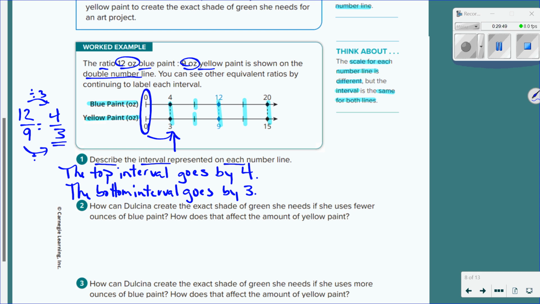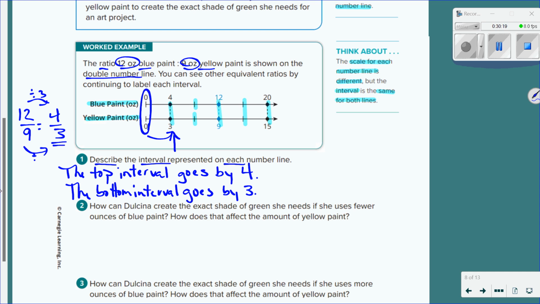Is it okay that this is 4 and that's 3? Yes, that's the whole idea of a rate, guys. My rate is normally not going to be 1-to-1, so they're going to be different. What's not going to change is every time I come to an interval, my numbers are going to be different on the top and the bottom, but they are going to be proportionate. So they will all be equivalent because they're changing at the same rate.